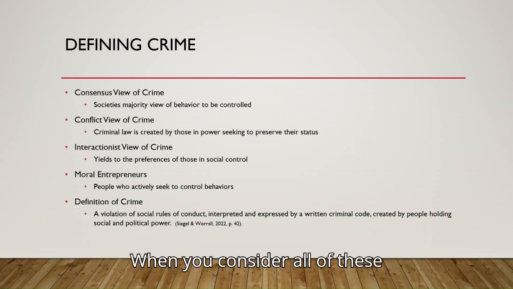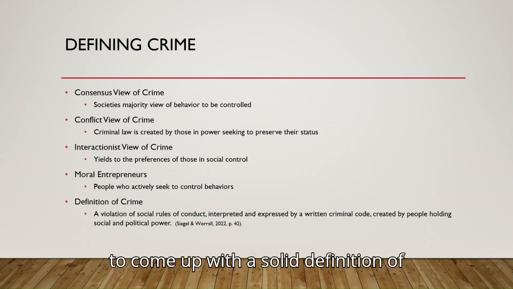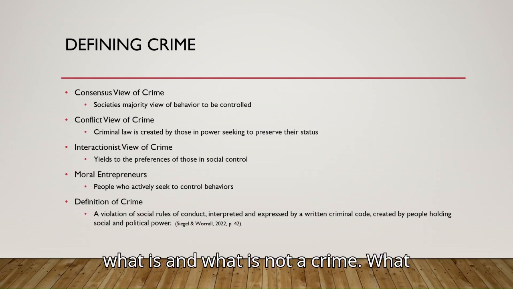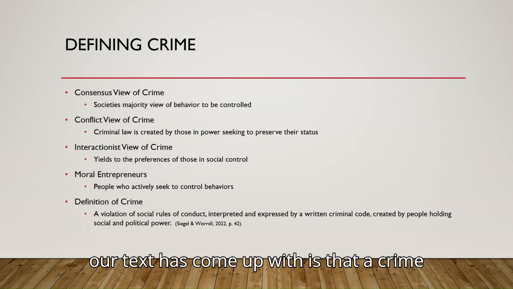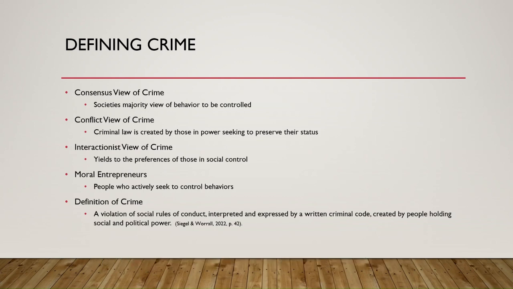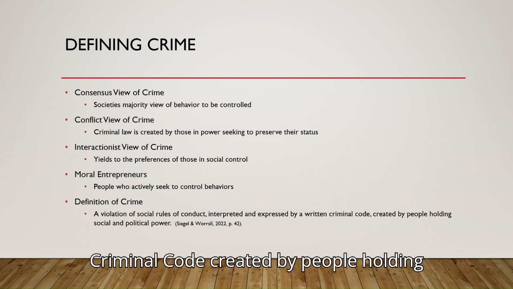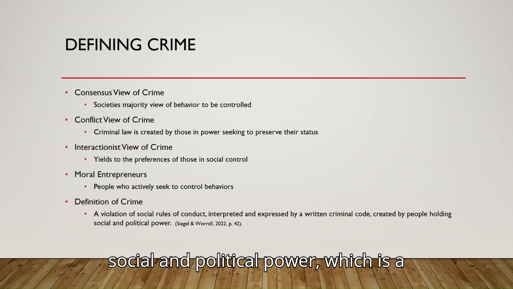When you consider all of these viewpoints, it seems somewhat difficult to come up with a solid definition of what is and what is not a crime. What our text has come up with is that a crime is a violation of social rules of conduct interpreted and expressed by a written criminal code created by people holding social and political power, which is a factual statement.